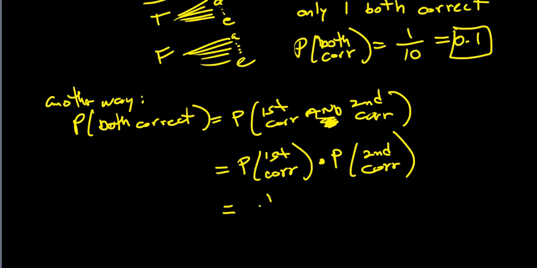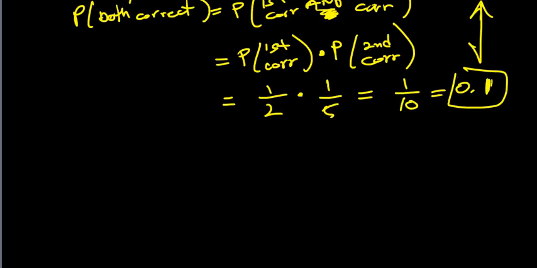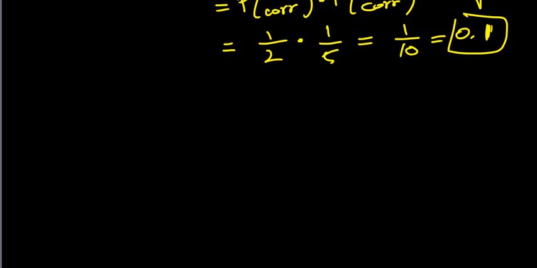I think you know where we're headed here. The probability that the first question has been answered correctly is 1/2 times 1/5, the probability that the second has been answered correctly, and that's 1/10, or 0.1, and we get the same answer as with our brute force method.